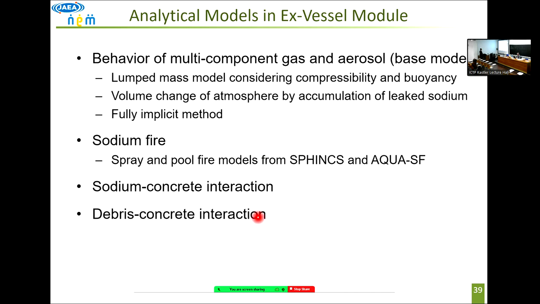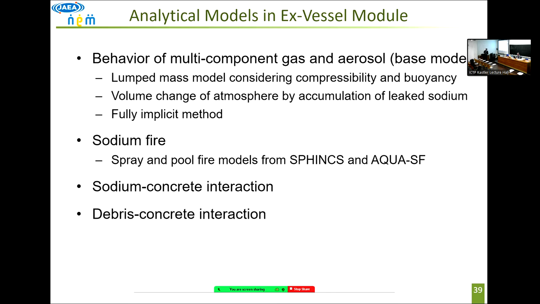Currently, we are trying to implement the sodium-concrete interaction and the debris-concrete interaction. Maybe in this lecture you do not know the details about the sodium-concrete interaction. As I mentioned, concrete also contains water. If sodium leaks directly onto the concrete and the concrete heats up, water comes out of the concrete and causes a sodium-concrete reaction.